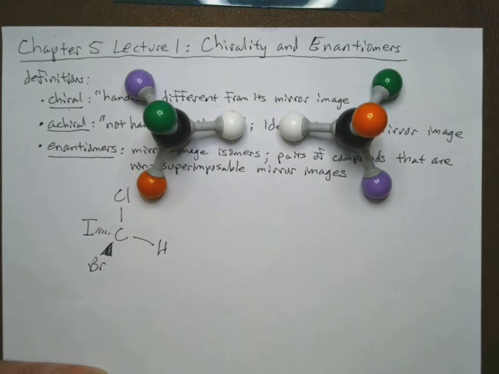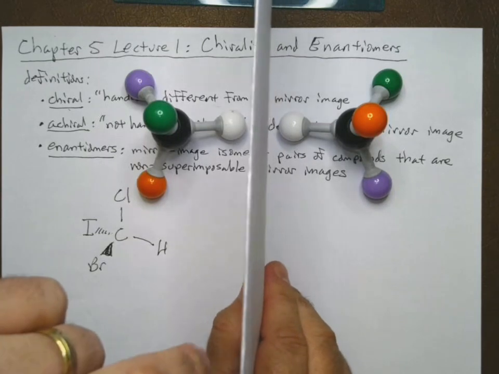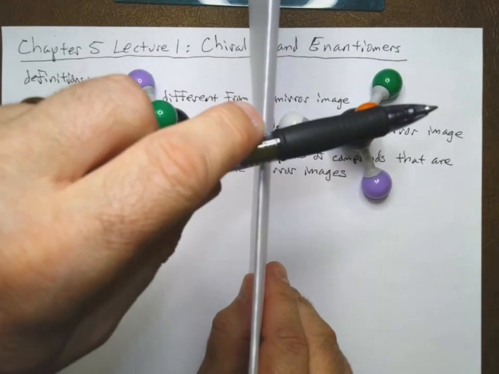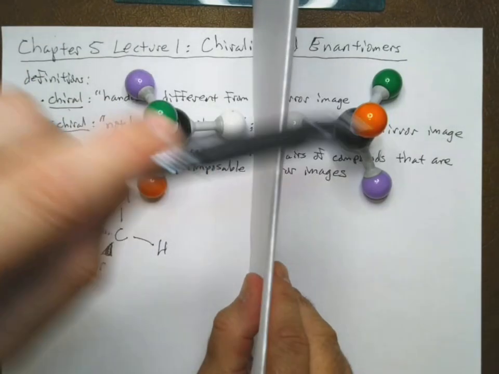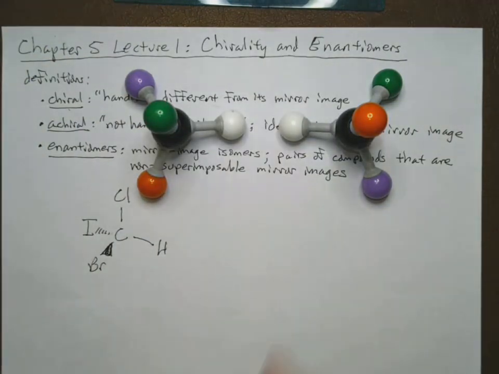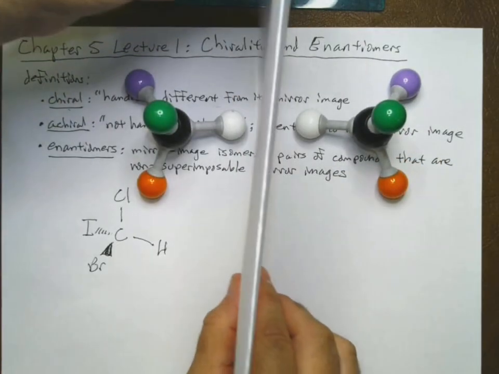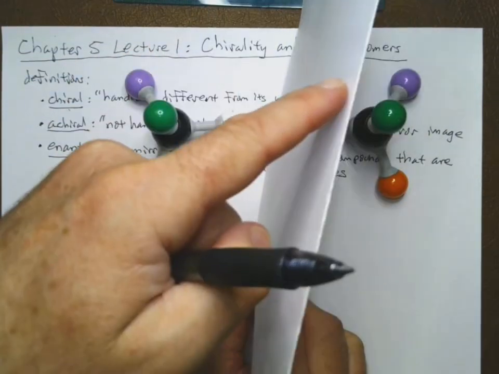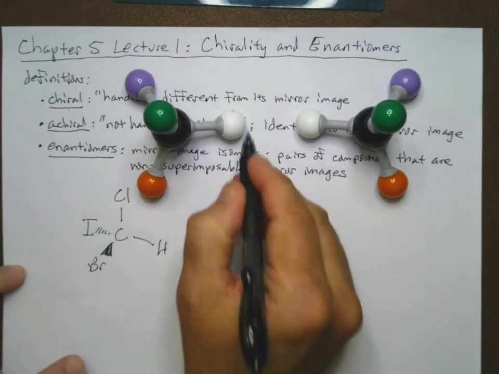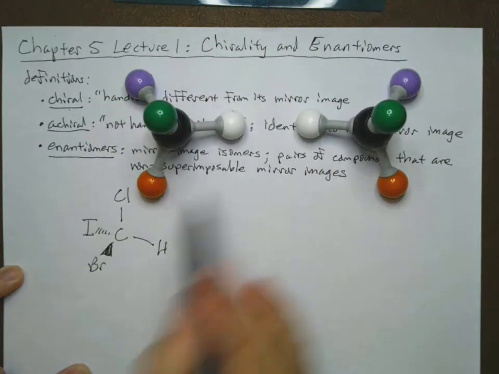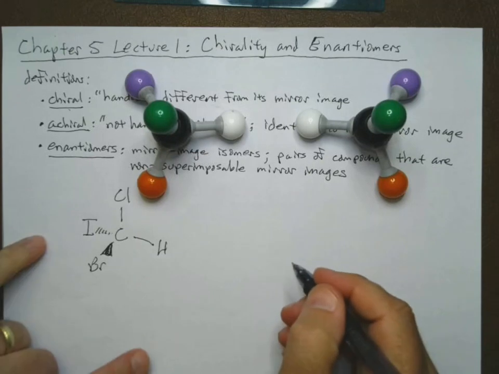So what I have here is a piece of paper to be my pretend mirror. I've got a mirror plane right here. If you pretend this piece of paper is a mirror, one structure is a reflection of the other. Everything lines up going across. Everything does not line up, Wayne. There we go, that's better. Everything lines up going across this plane, so one is a reflection of the other. You can see my hydrogens are opposite, my iodines, my bromines, etc.